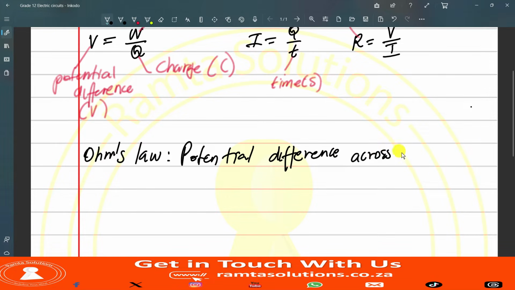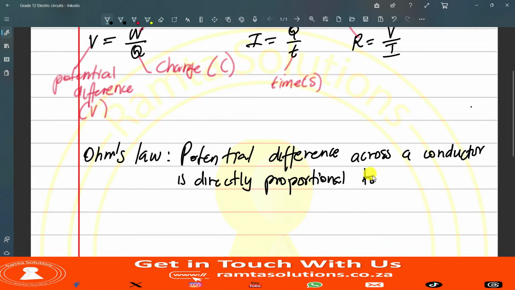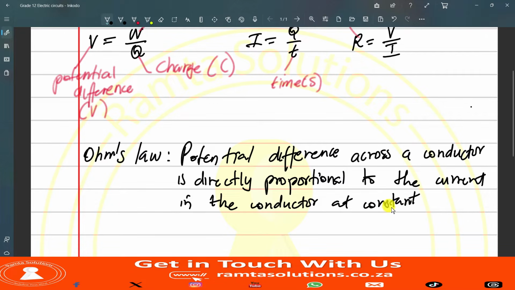So this was Ohm's law, and this is what you did in grade 11. Potential difference across a conductor is directly proportional to the current in the conductor, at constant temperature. This is what you said.